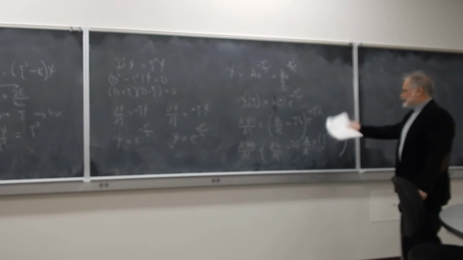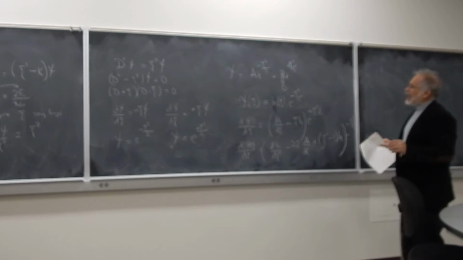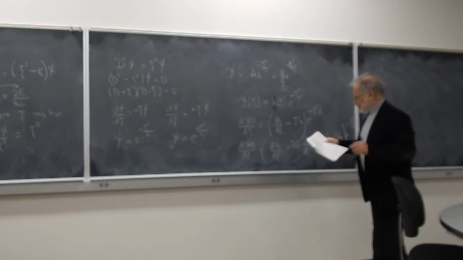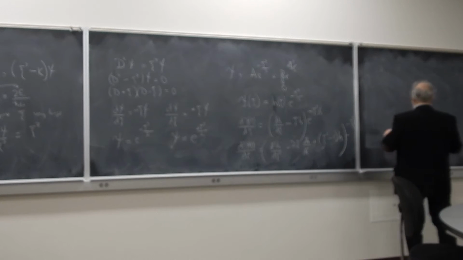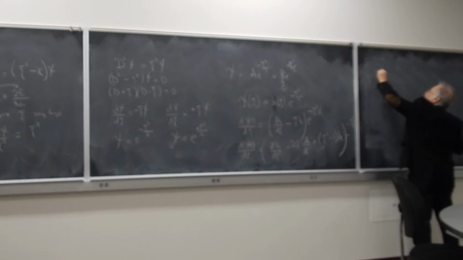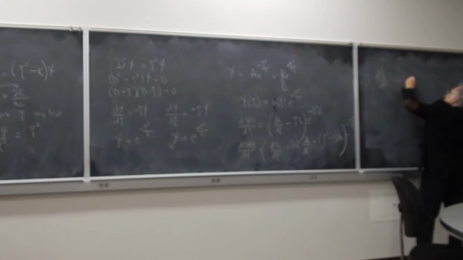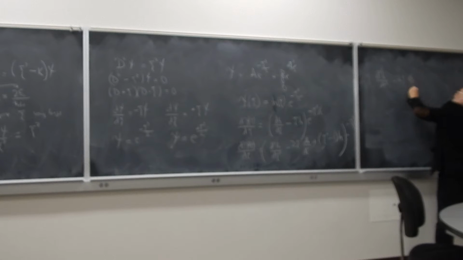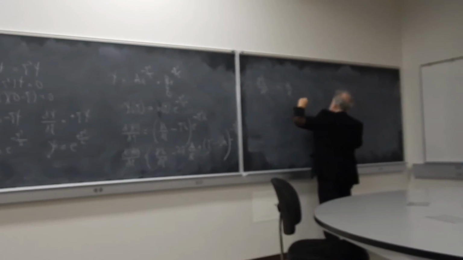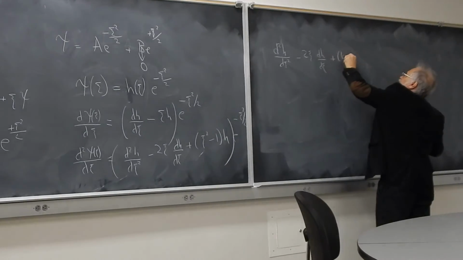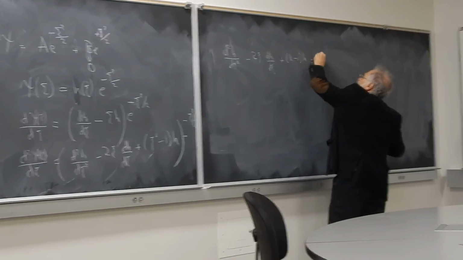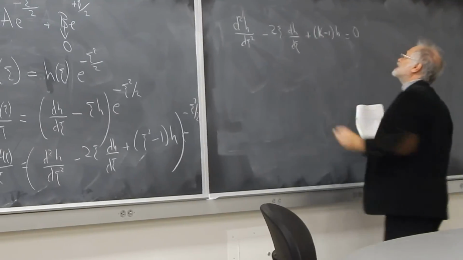Okay, well, I've got my two derivatives. We can go back and plug this all into the Schrodinger equation. And the Schrodinger equation would look like this. Second derivative of h with respect to c, minus 2c dh dc, plus k minus 1 times h, is equal to 0.